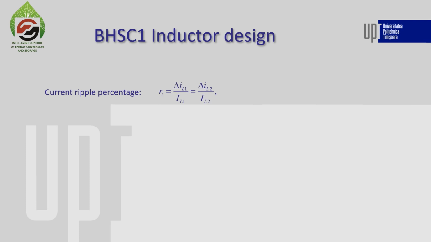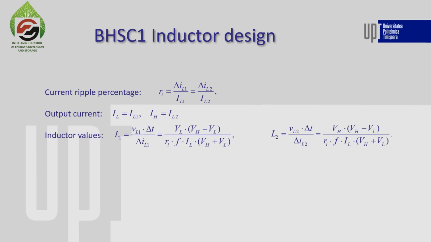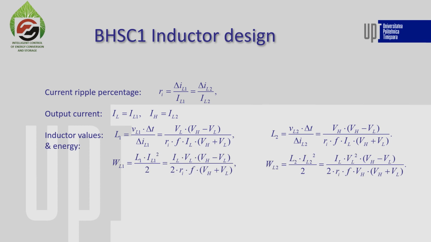We design the inductors in the same way. We consider the same current ripple percentage. This can be, for example, 20% or 40% of each inductor current. Then we find the relation between the inductor current and the output current. Here it is the same for the two currents. Then we can calculate the inductor values and the energy for each inductor.